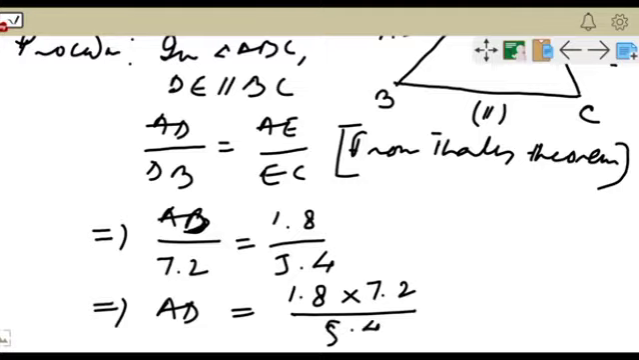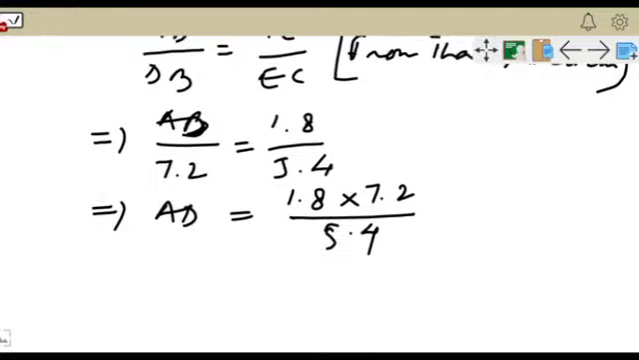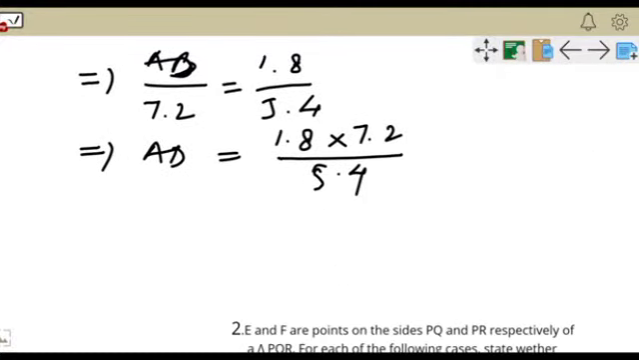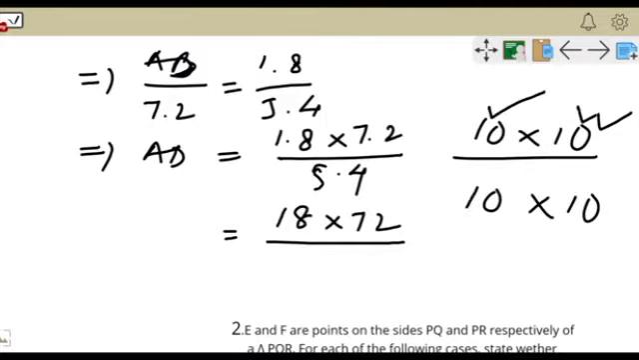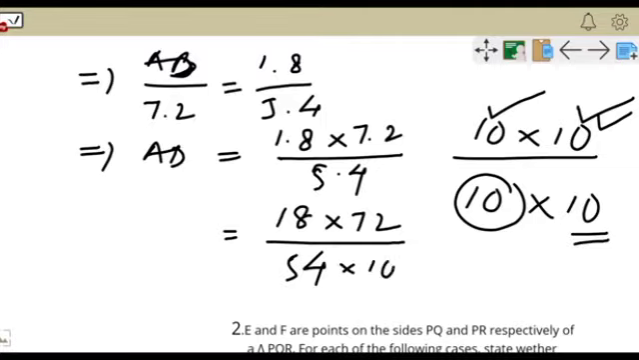And we have seen here all these three numbers are having a decimal point. So you can do like this. You can write 18 into 72. What I'm doing here, I simply multiply them by 10 into 10 in the numerator. But in the denominator, what happened? I have to multiply by 10 and 10 again. So this 10 I'm going to multiply to 5.4, so that you'll be getting 54, and this 10 you need to write here.